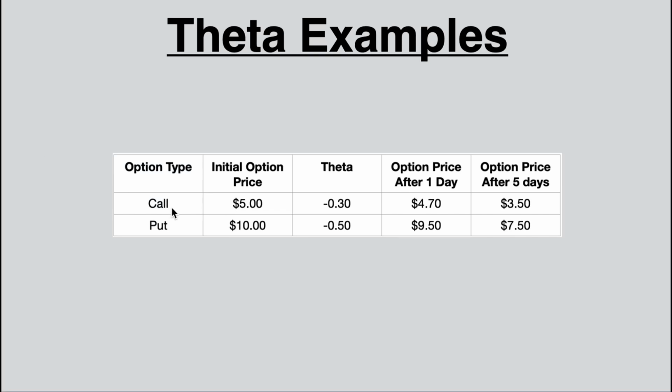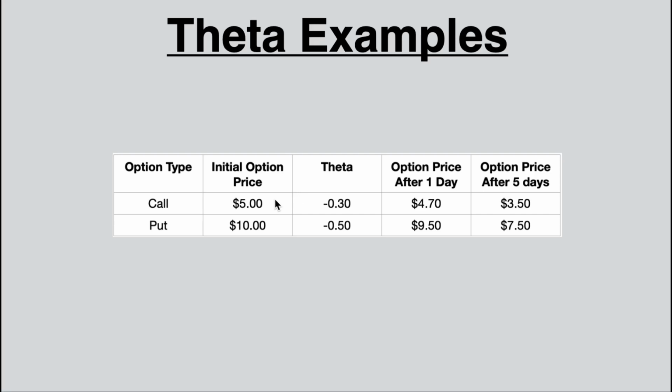So let's say right here we have a call option and the initial price of the call option is $5, right? And the theta for calls and puts is always negative because option prices always decrease as time passes by. So let's go ahead and explain this. Let's say for this call option, we have a theta of negative 0.30.